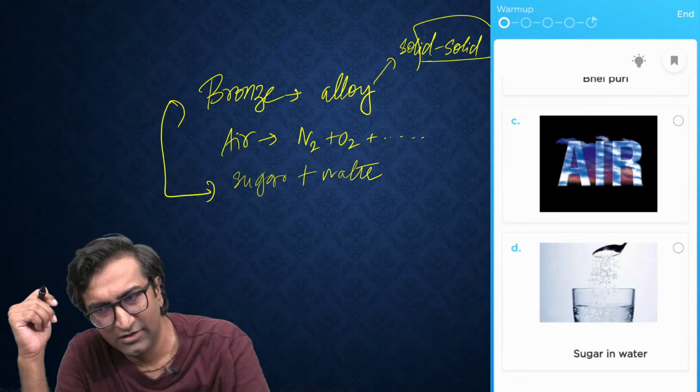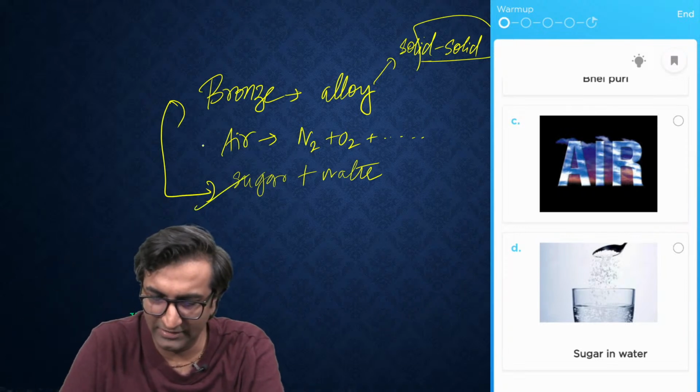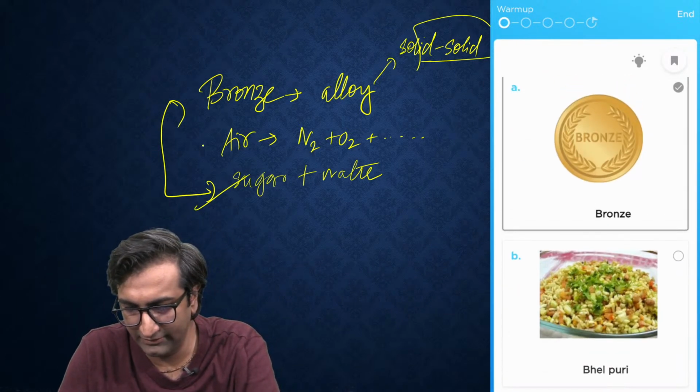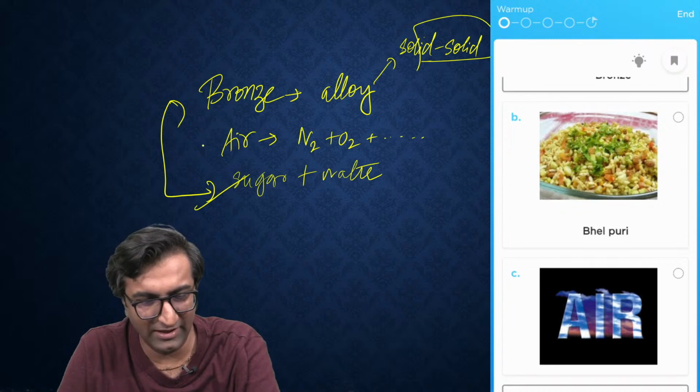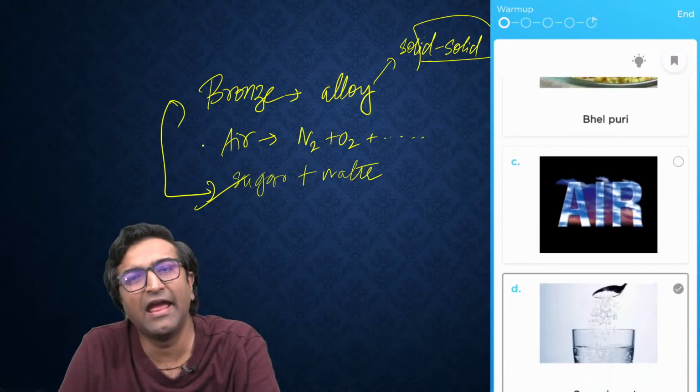Well, that's interesting. Sugar and water is definitely a solution. So I'm going to mark this. Sugar and water मैंने mark कर दिया, bronze mark कर दिया. What about bhelpuri and air? Bhelpuri obviously is not. Air.